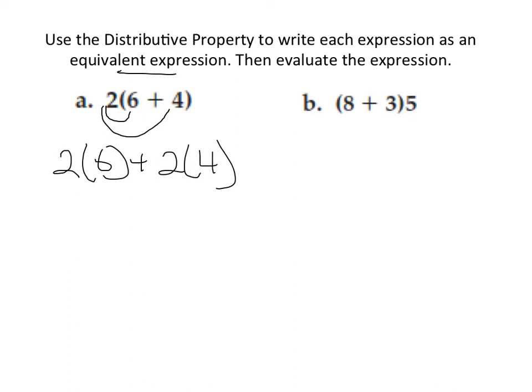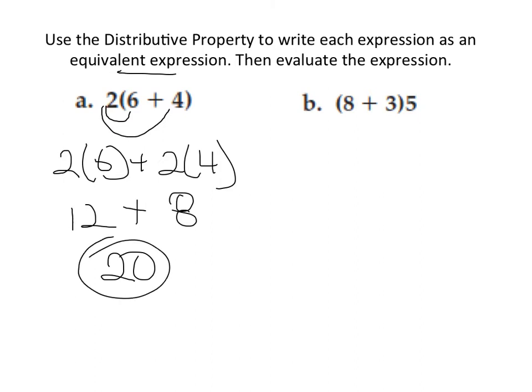Now the second part of our directions says to evaluate the expression. So what we're going to do is find the answer. Multiplication comes before addition, so we have 12 and we have 8. Bring down the plus sign. Add those two numbers, 12 and 8 together, and we get 20.